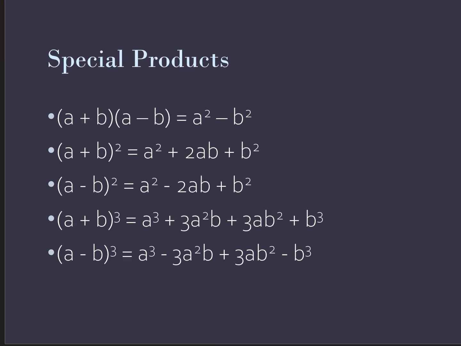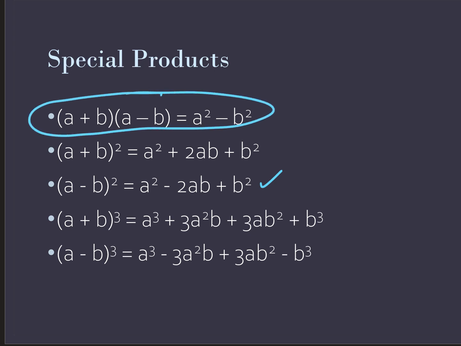Special products. How many of you have seen these special products before? What's this one called? Anybody know? Okay, that's totally fine. Difference of perfect squares, right? If the first term is the same, the second term is the same, but the signs are in the middle, what's going to happen when we multiply them together? The middle terms cancel. In the other cases, they don't.